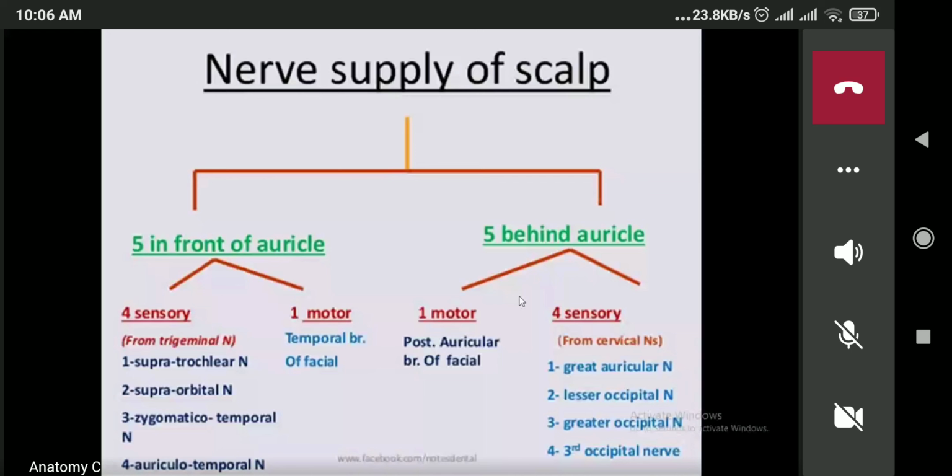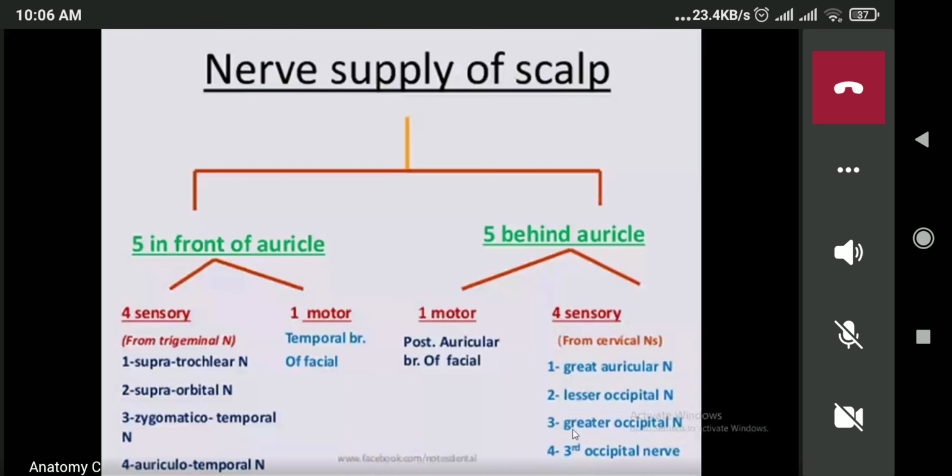Then also behind the auricle, there are 5 nerves, among which 4 are sensory and 1 motor. The only motor nerve is the posterior auricular branch of the facial nerve, while the sensory branches are all branches from the cervical plexus. These are the greater auricular nerve, lesser occipital nerve, greater occipital nerve, and third occipital nerve. All of these are sensory nerve branches from the cervical plexus.